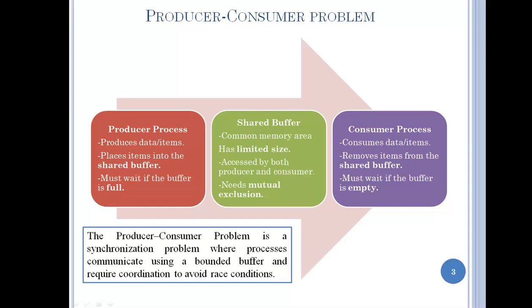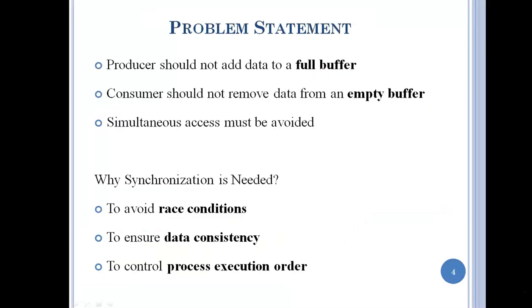And now what is a consumer process? A consumer consumes data or items, removes items from the shared buffer, and it must wait if the buffer is empty. Thus, a producer-consumer problem is a synchronization problem where processes communicate using a bounded buffer and requires coordination to avoid race condition. So, producer should not add data to a full buffer, consumer should not remove data from an empty buffer, and simultaneous access must be avoided.